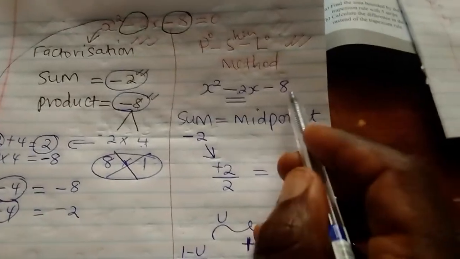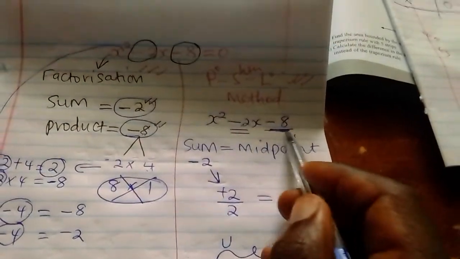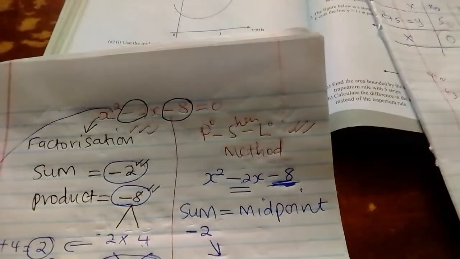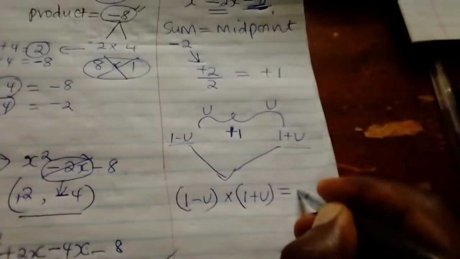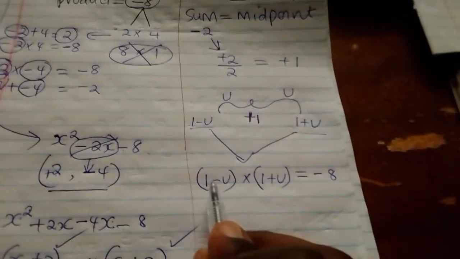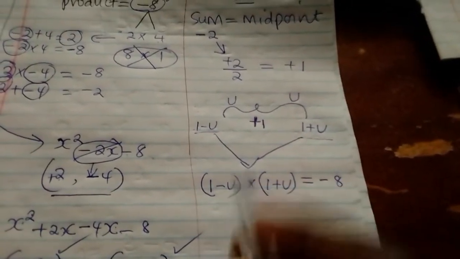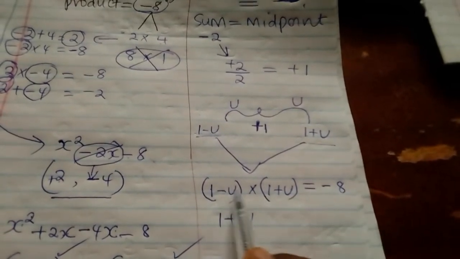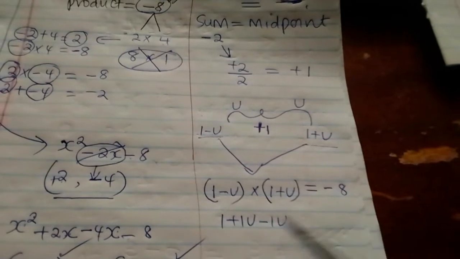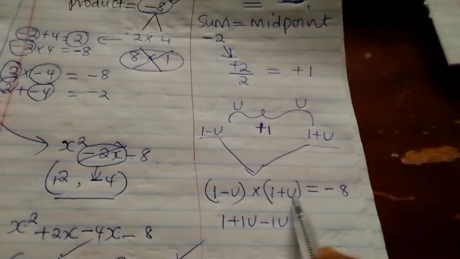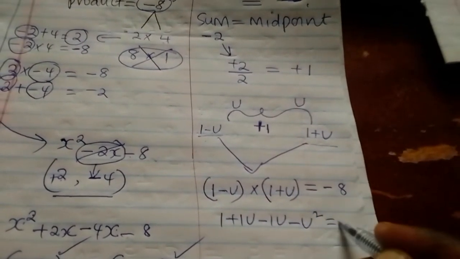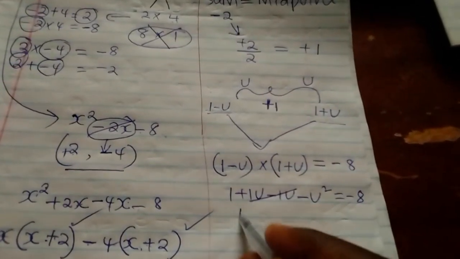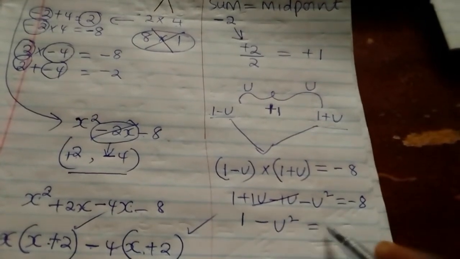I might get the product now. And my product here is negative 8. Look at that. So I'm going to write here negative 8. So 1 times 1 is 1. 1 times u is 1u. Minus 1 times 1, minus 1u. Then minus u times positive u, minus u squared, is equal to negative 8. So at the end of the day, this will cancel out. So I have 1 minus u squared is equal to minus 8.